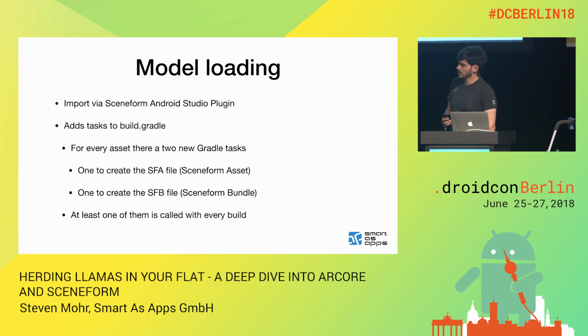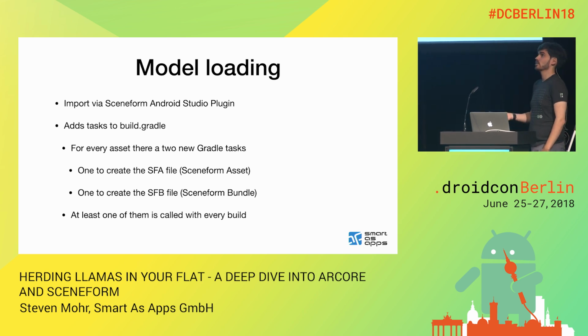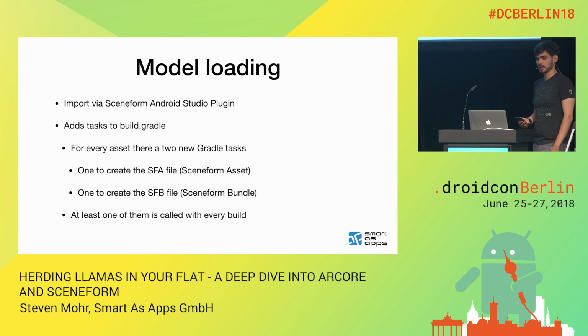Now that you have 2 new Gradle tasks for each model, you might think, okay, if I do an easy sample app with 2 or 3 different models, that's fine. But if I want to, for example, have a web shop and I want to add 500 models, that would mean I've got 1,000 new Gradle tasks in my build Gradle, and at least one of them is called with every build, so that might get really messy.